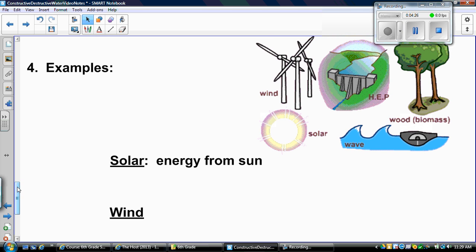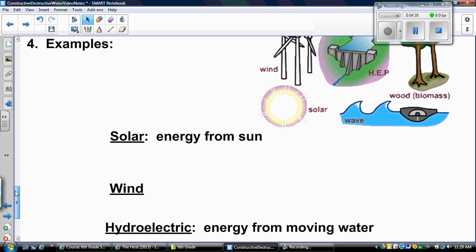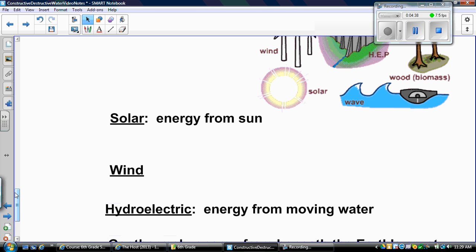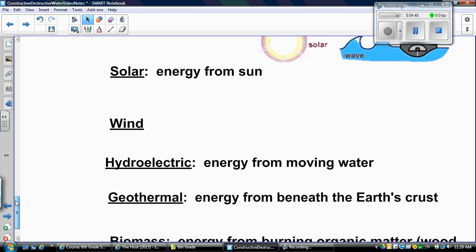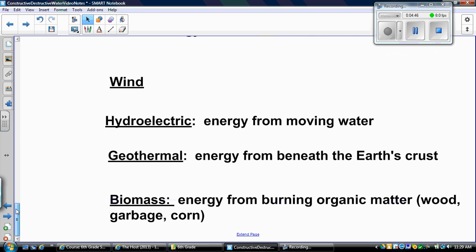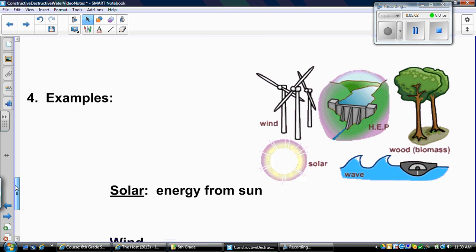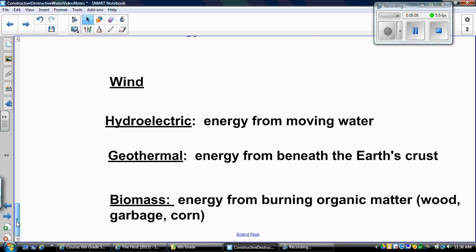Up in Gilpin, we've seen those wind turbines. Wind is one of the best ones up in Gilpin County because, oh my goodness, we get so much wind. Hydroelectric is energy from moving water. Geothermal is energy from beneath the Earth's crust. And biomass is energy from burning organic matter like wood, garbage, and corn. So instead of burning coal, a fossil fuel, to create energy, you would burn wood, garbage, and corn, or biomass. So those are examples of renewable energy sources.